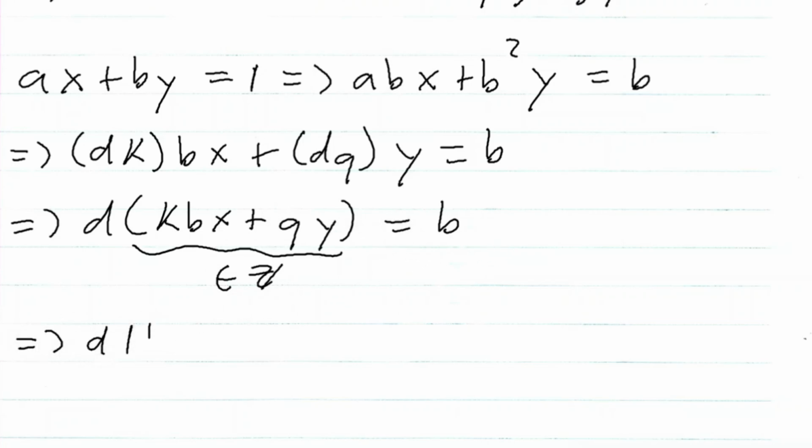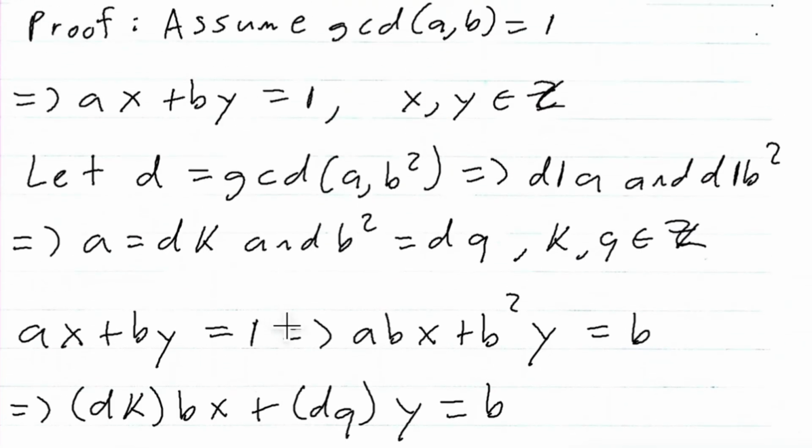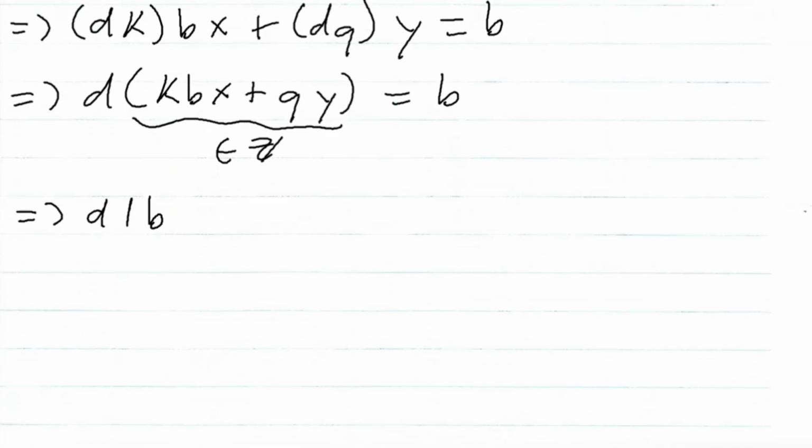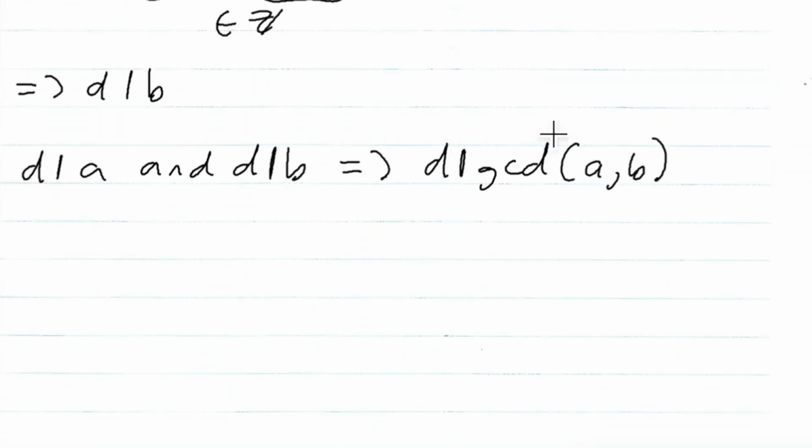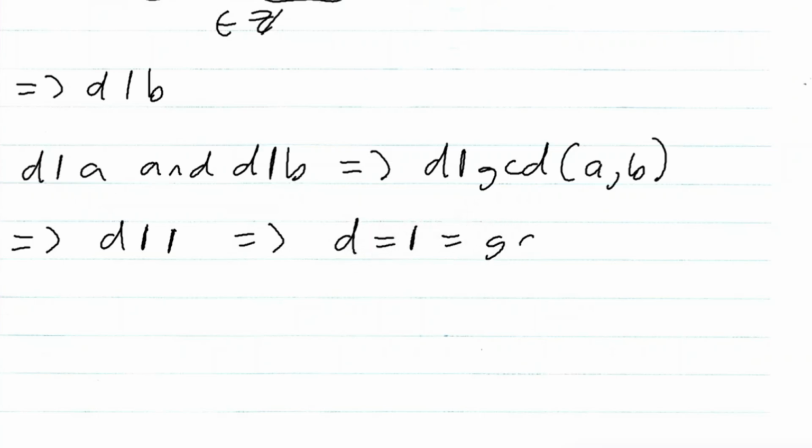And what I have here is D times an integer is equal to B, so this means that D divides B. And I already knew that D divided A, so if D divides A and D divides B, this means that D divides the GCD of A and B. And from our assumption, we know that the GCD of A and B is 1, so this implies D divides 1. And of course, if D divides 1, that means D must be equal to 1. And that means the GCD of A and B squared is equal to 1.